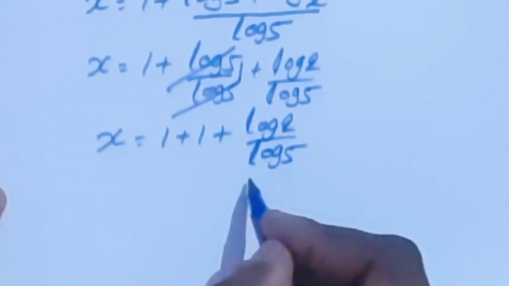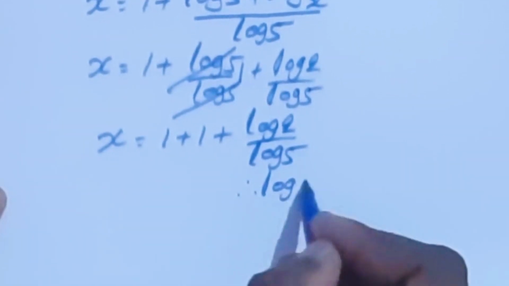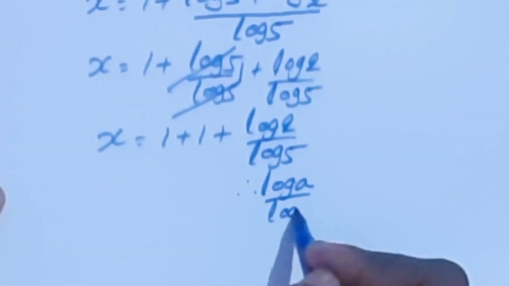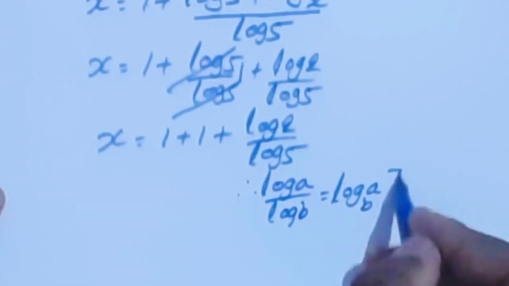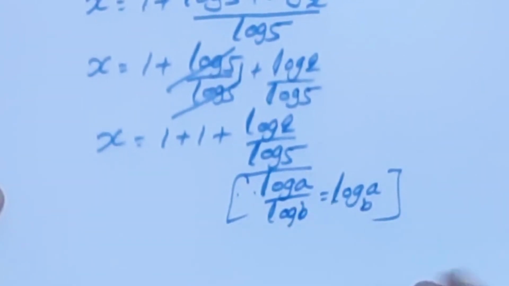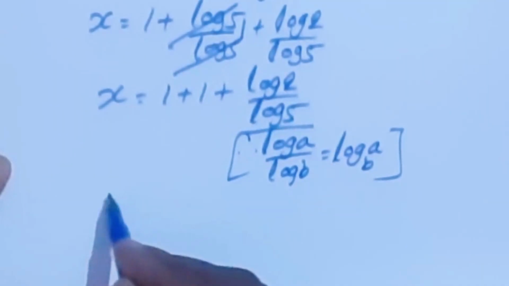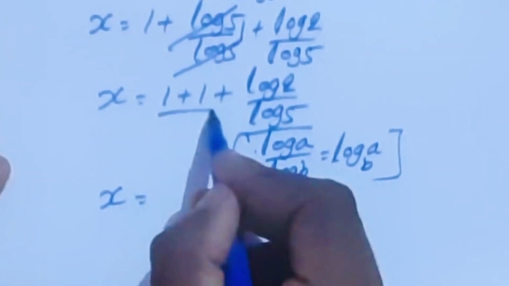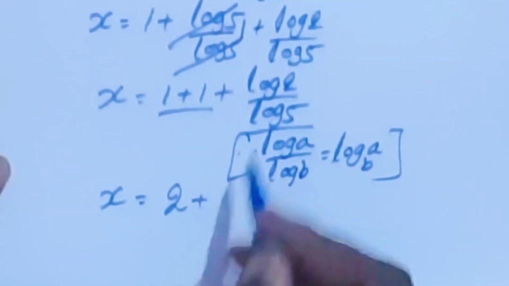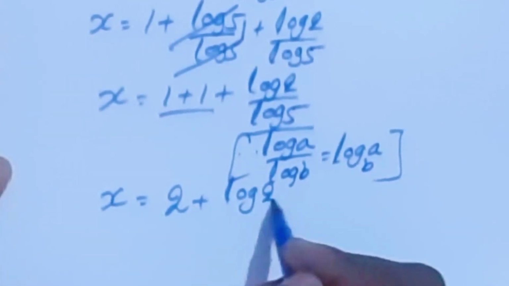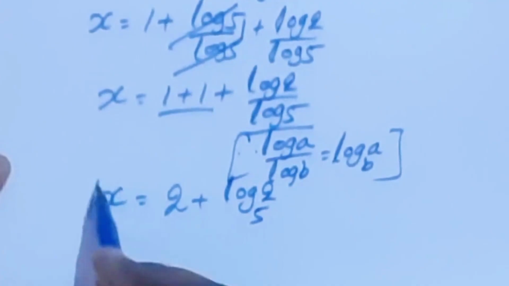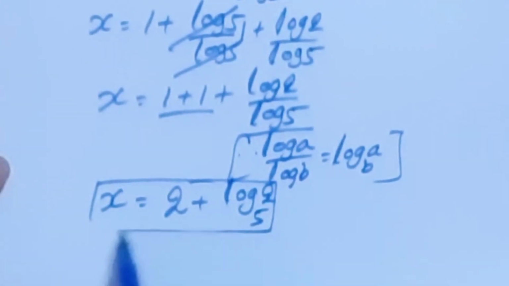Here we are going to apply the formula log a by log b equal to log a base b. This formula we are going to apply here. So x equal to 2 plus, applying this formula, log 2 base 5. This is the x value.